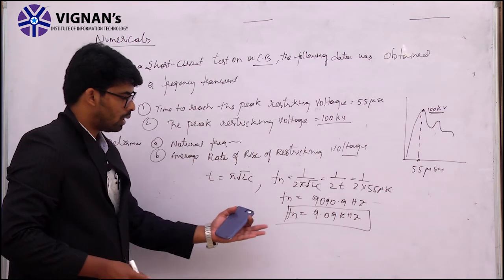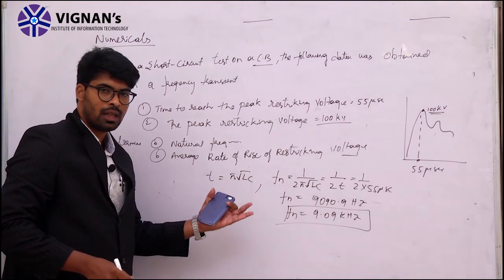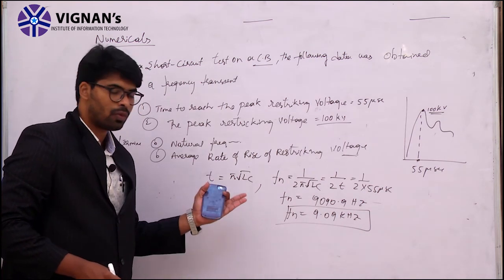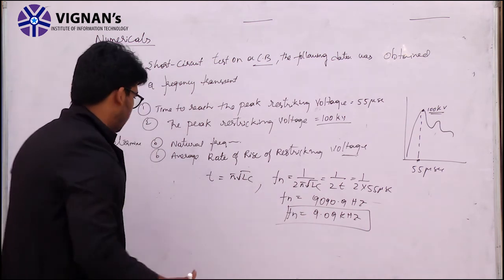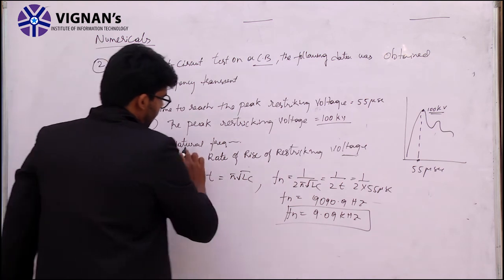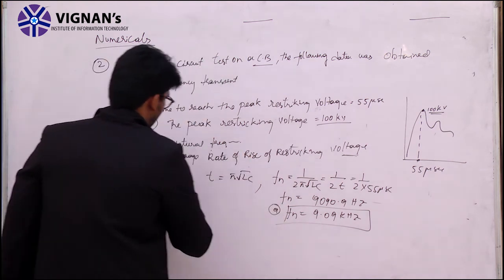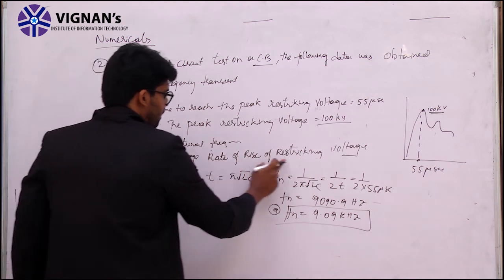We also know that the natural frequency varies from 1 kilohertz to 10 kilohertz, so 9.09 kilohertz is an optimum value. This is about the natural frequency we found here. The other thing is the average rate of rise of restriking voltage.